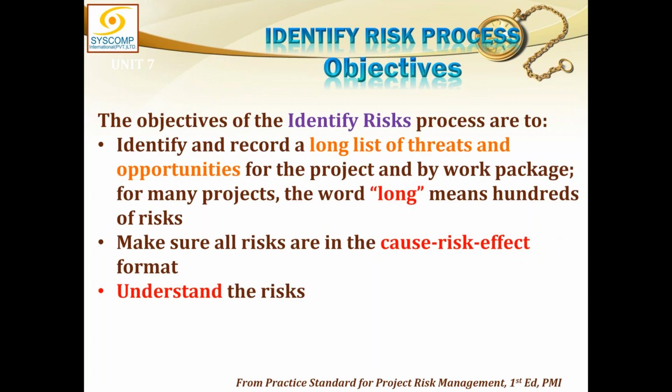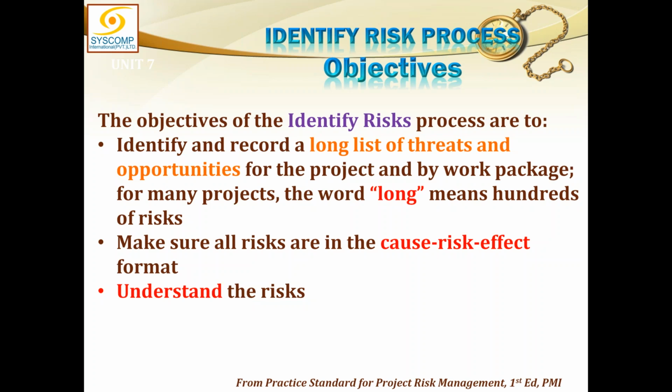The objective of the identify risk process is to identify and record a long list of threats and opportunities. So there are two things in it. Number one is a long list. That means the list of risks you are collecting should not be small, should not be a couple of risks, a few risks. That is not a good practice at all. Try to capture as many as possible. So do not be ashamed of a long list. If you think, I have got a very long list, how can it be treated, and this is absurd, this is not absurd. This is exactly natural.